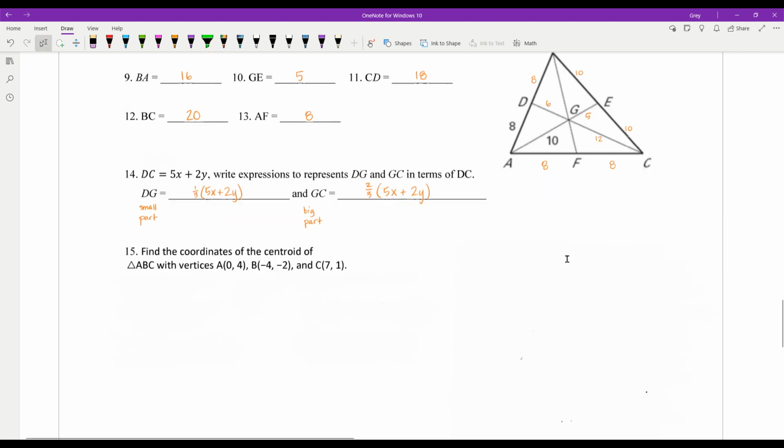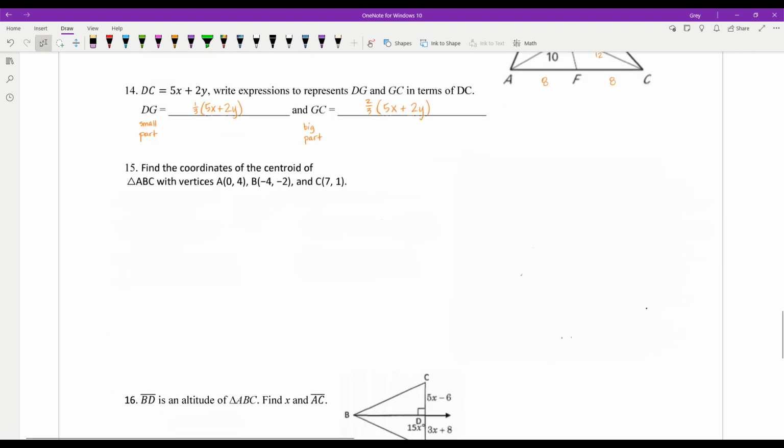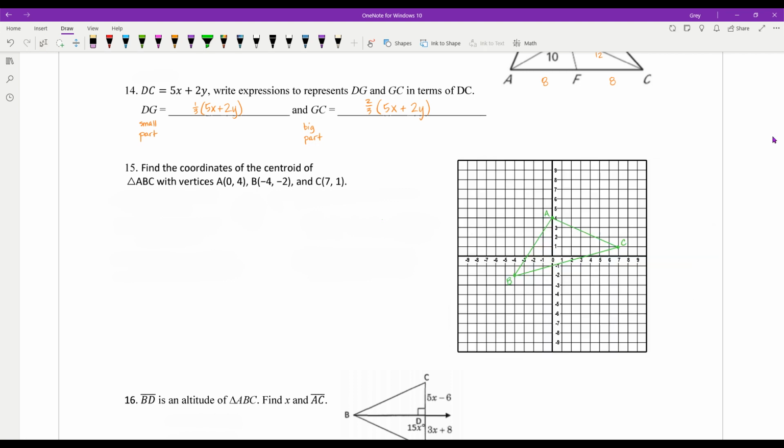All right, number 15 says find the coordinates of the centroid of triangle ABC with vertices A (0, 4), B (-4, -2), and C (7, 1). So hopefully you've already beat me to it, but you should plot that. I plotted all that on there. I didn't want to distract you. So I've plotted my triangle, and I'm going to tell you there's 2 ways to do this. Easy way, hard way. Your pick. I'm going to tell you the hard way, but I'm going to do it the easy way. So again, if you want to do it the other way, let me know. I'm happy to tell you.